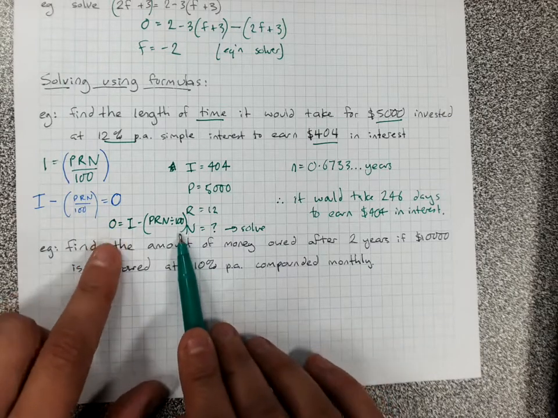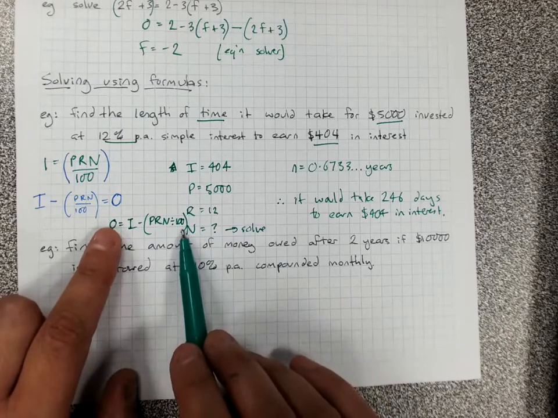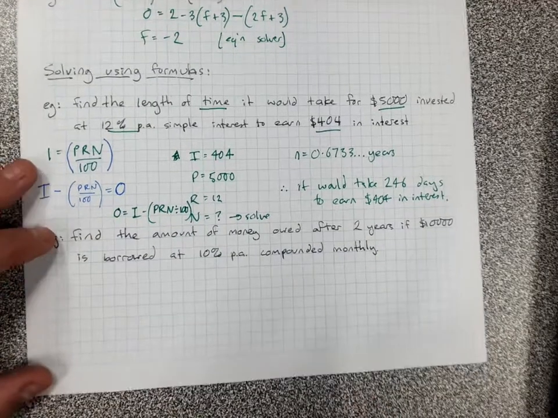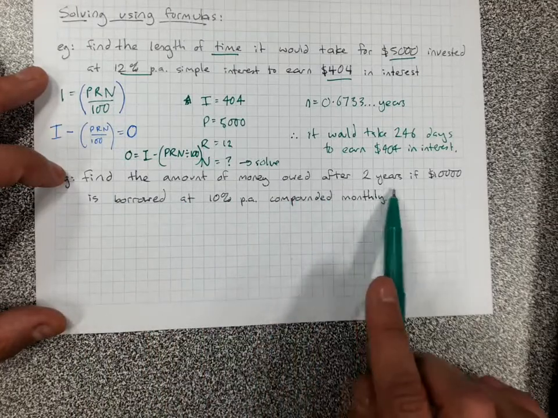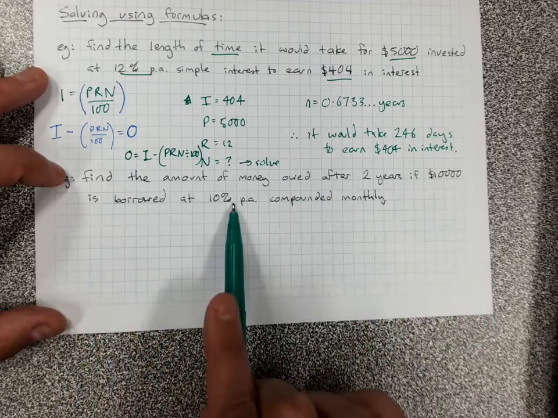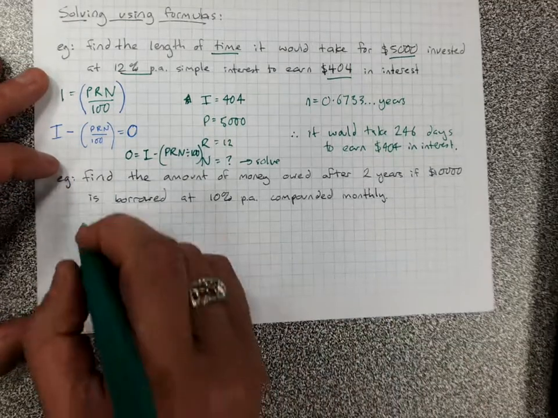And if you're feeling really clever in a test, you can go through and do all the simple interest questions at once while that formula is in your calculator. So this one, find the amount of money owed after 2 years if $10,000 is borrowed at 10% per annum compounded monthly. This is compound interest.